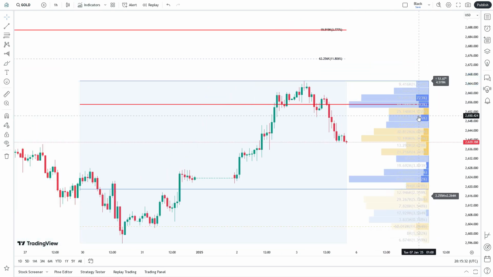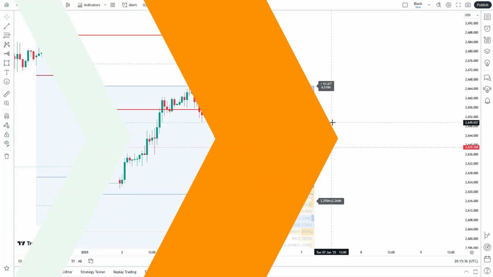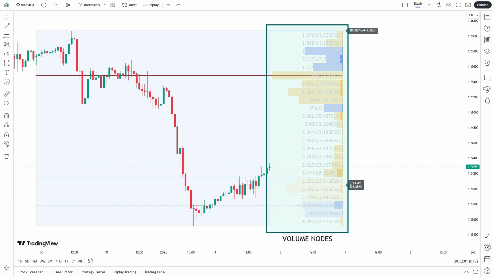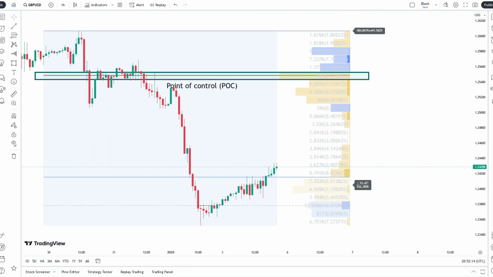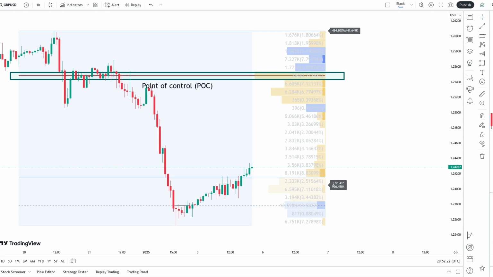To understand how this indicator works, it is important to explain all the components. The indicator is based on two main components. The first component is volume nodes. These are visual representations on the chart showing where high or low volume of trades occurred. The second component is POC, which stands for point of control. This is the price level with the highest volume of trades over a selected period.